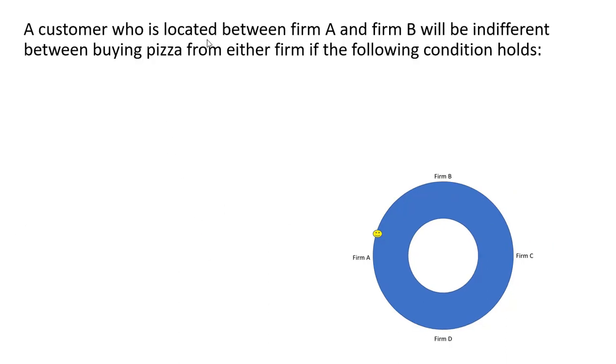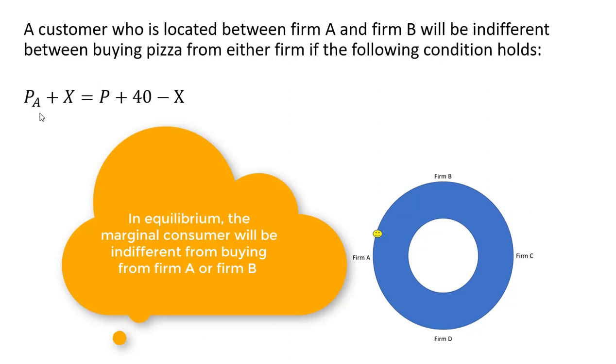So a customer who's located between firm A and B, where the smiley face is, will be indifferent between buying pizza from either firm if the following condition holds. The price of pizza at firm A plus X, and X is just the distance from this person to firm A. So that is the full economic price of buying pizza at firm A, the price plus the transportation cost. And to be indifferent, that would have to equal the price at firm B plus the distance to firm B.